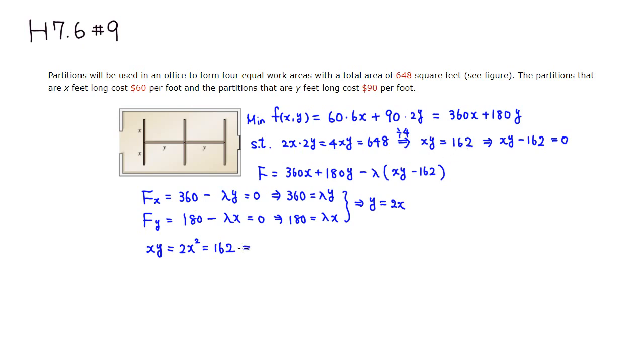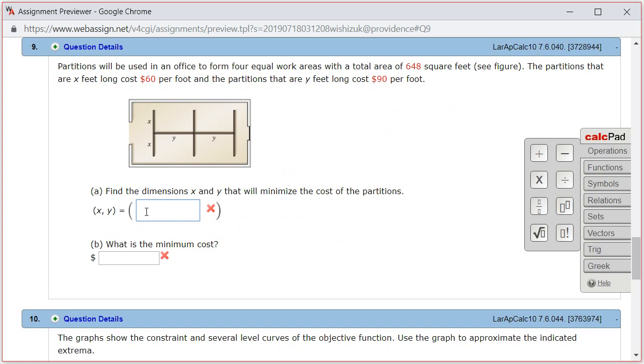I'm going to divide through by 2. So we have x squared equal to 81. Then we take the square root of both sides. So x is plus or minus 9, but since we're talking about length, it's going to be positive 9. Once we know that x is 9, y is twice as big, so y is going to be 18. Let's type it in. So we found x to be 9 and y to be 18.